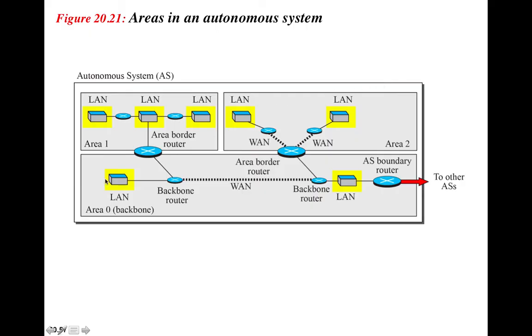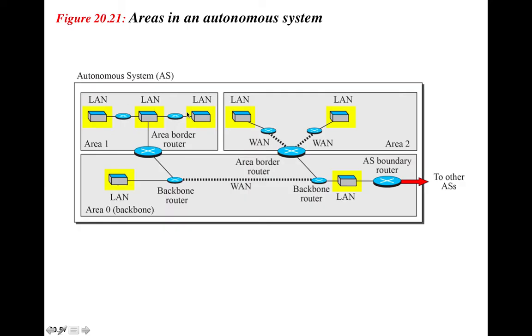Now we're looking at the different types of areas in an autonomous system. As I mentioned earlier, an autonomous system is an independent system that can run on its own. So in our example, our university network would be considered as an autonomous system. Our university has different campuses. All these campuses could form areas within the autonomous system of our university.